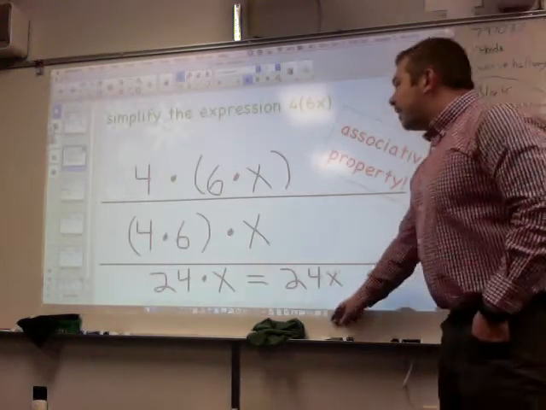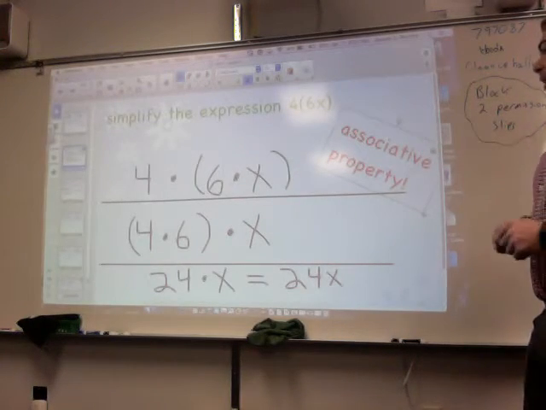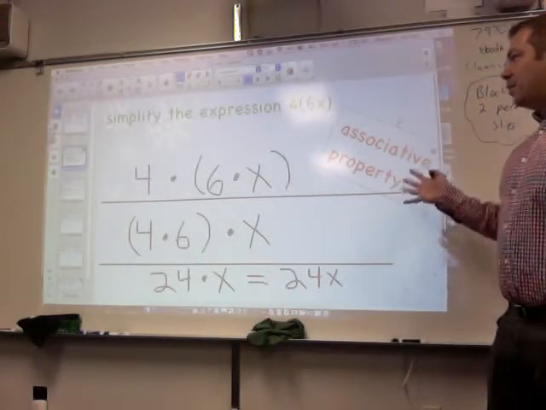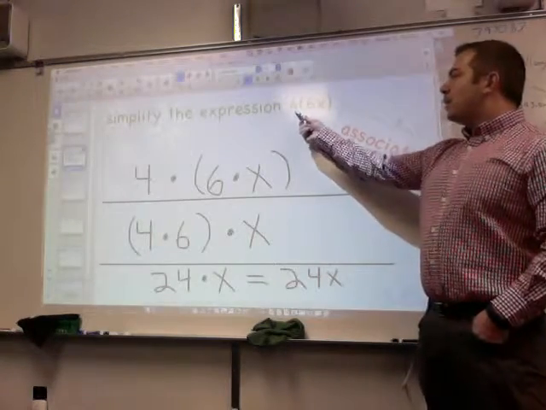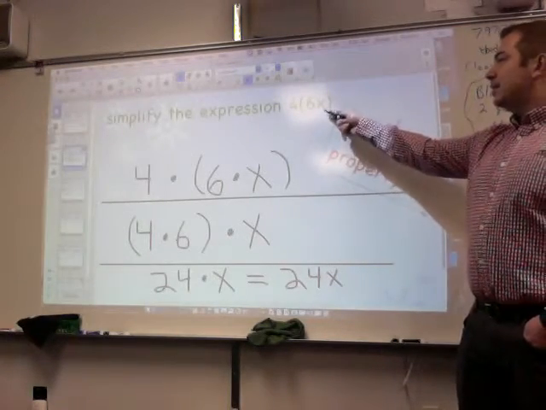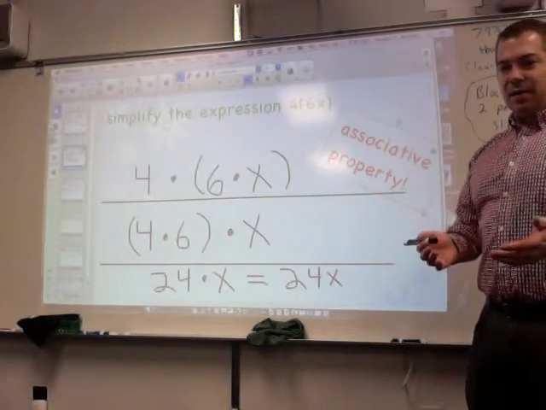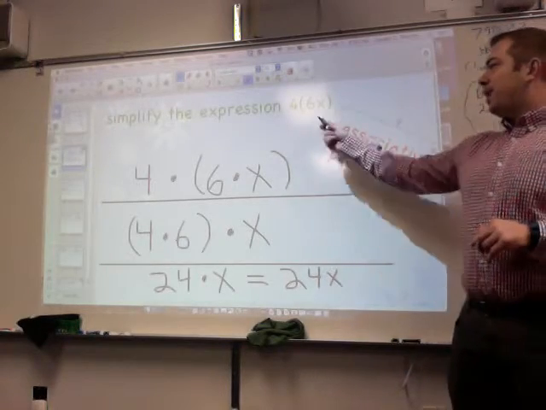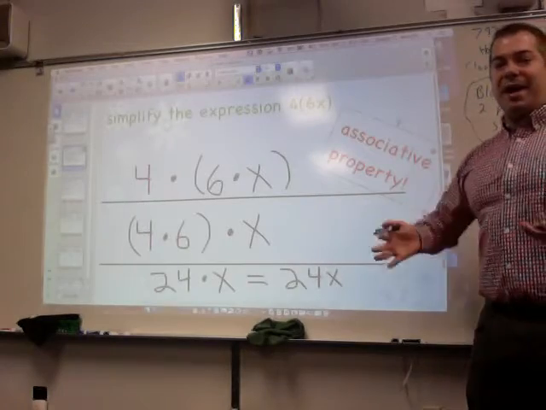We're going to start by simplifying this expression using the associative property. We're multiplying three different numbers, so it doesn't matter what order we do. Basically we have 4 times 6x, and 6x is really 6 times x. There's a little glare right there, but hopefully you can see it. That says 6x. So we need to multiply 4 times 6 times x, and we need to simplify because we don't know what x is.